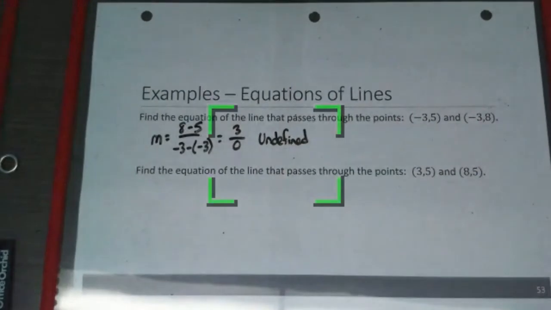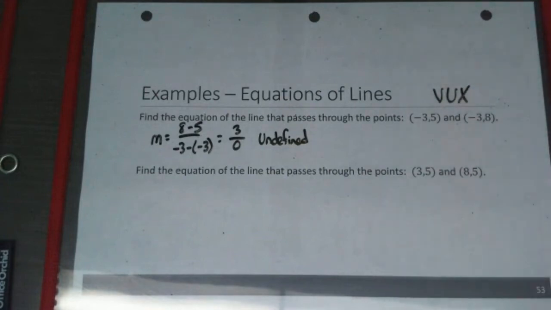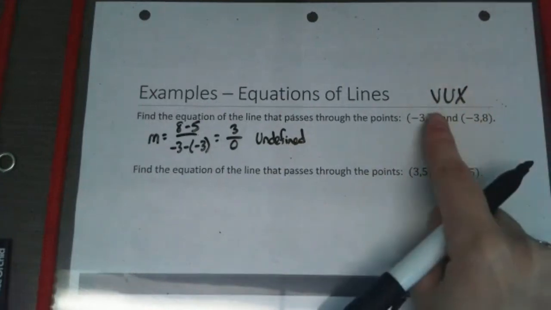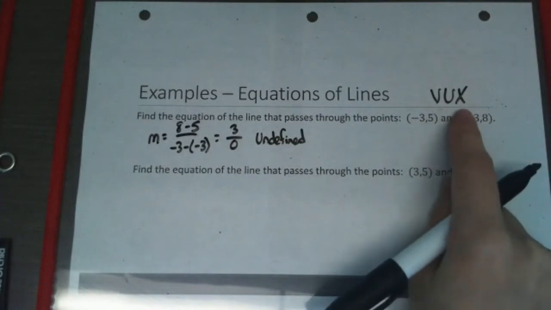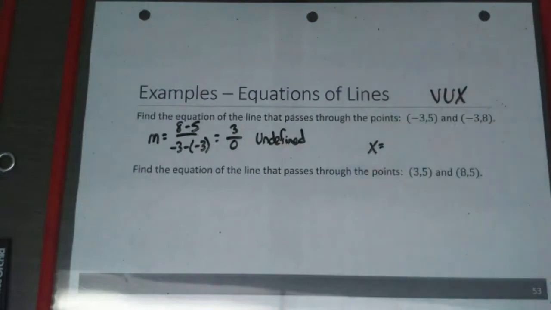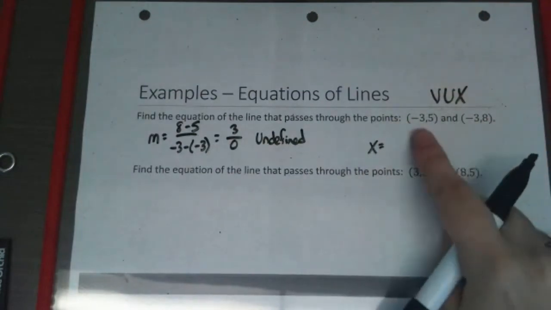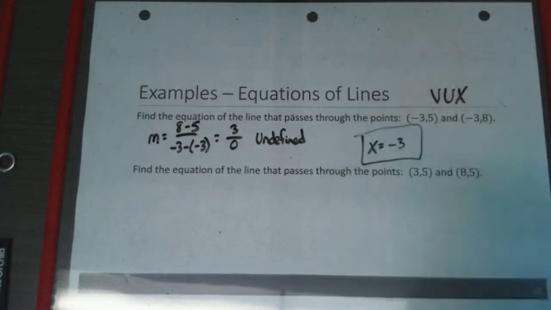If we're dealing with a line that has an undefined slope, then we are in the VUX of VUX-HOI. It's a vertical line that has an undefined slope. The equation is going to be x equals a number. If you look at the two points that this line goes through, they both have an x value of -3. So my equation is x equals -3.